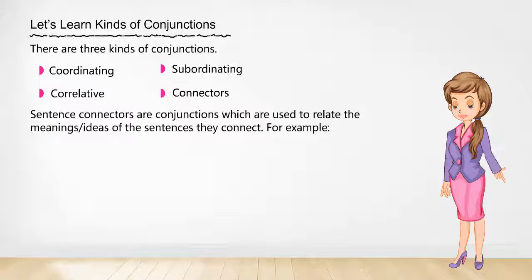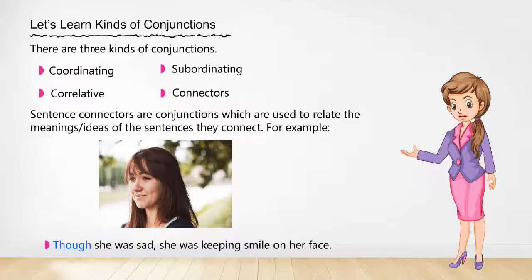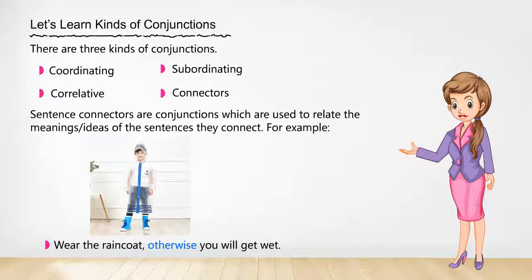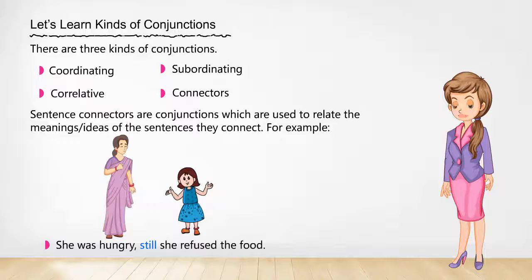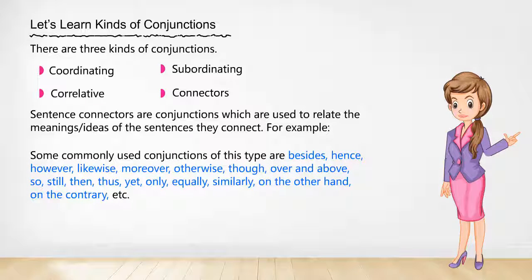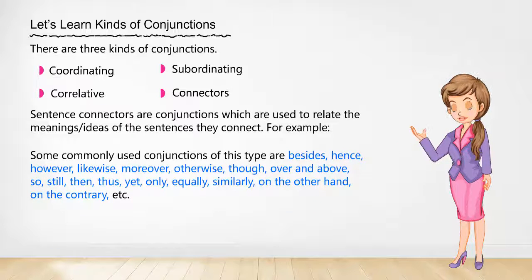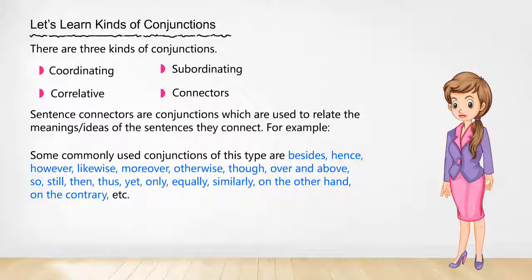Sentence connectors are conjunctions which are used to relate the meanings and ideas of the sentences they connect. For example, though she was sad, she was keeping a smile on her face. Wear the raincoat, otherwise you will get wet. She was hungry, still she refused the food. Some commonly used conjunctions of this type are besides, hence, however, likewise, moreover, otherwise, though, over and above, so, still, then, thus, yet, only, equally, similarly, on the other hand, on the contrary, etc.